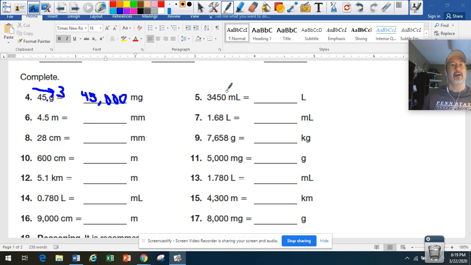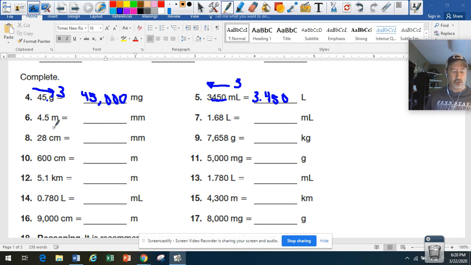There we go, 45,000. We moved it 3 places to the right. Next one, we're going milliliters to liters. If we take a look at there, we're going from smaller to larger. So which way are we moving it? You are right, to the left 3 places. Okay, so we move this to the left 3 places. 1, 2, 3. We get 3.45. If you want to put the 0 in, you can put the 0 in. You're good to go.